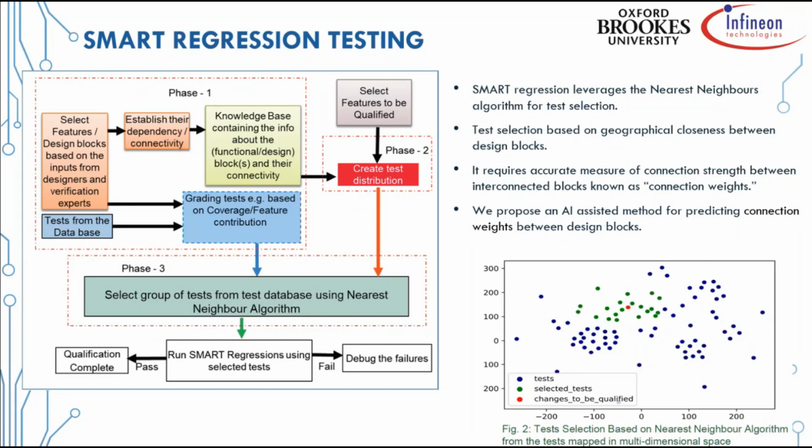Is this mainly for SOC verification, or do you use it for IP too? I'm sorry. Can you repeat the question, please? Is this mainly used at SOC or subsystem verification, where you've got multiple blocks, or can you use it at IP level too? I think right now it's mostly on ICs. So I believe you can do it on both, but this research currently focuses on the design aspects. So basically, we rely on simulation data.